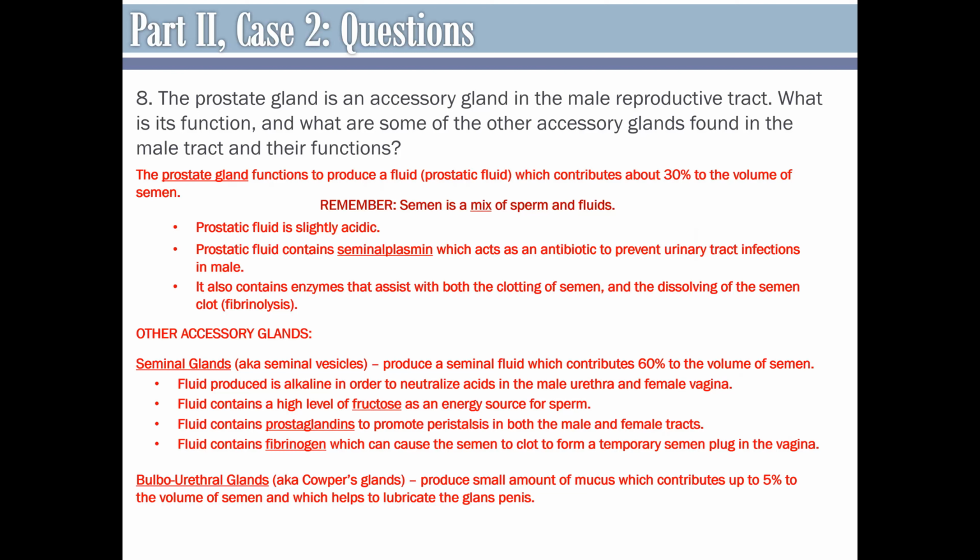And then we have the bulbourethral glands, also known as Cowper's glands. These produce small amounts of mucus, which contribute up to 5% to the volume of semen, and which help to lubricate the glans penis. Secretions are a thick alkaline mucus that can help neutralize urinary acids in the male urethra. The final part of the fluid component of semen comes from the nurse cells in the testes and secretions by the epididymis.